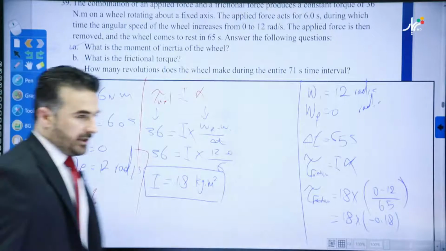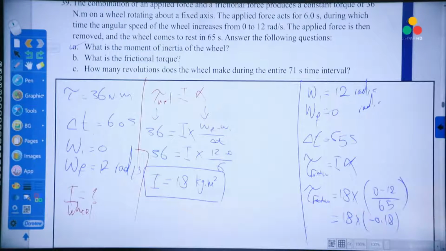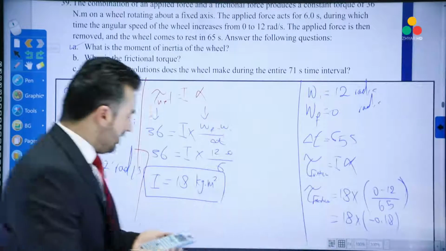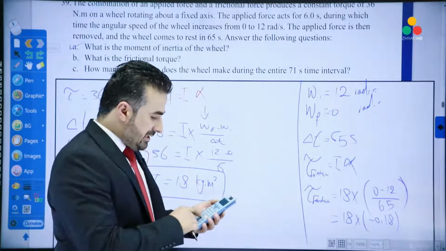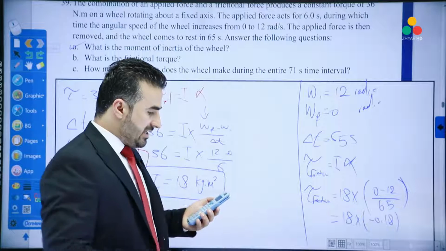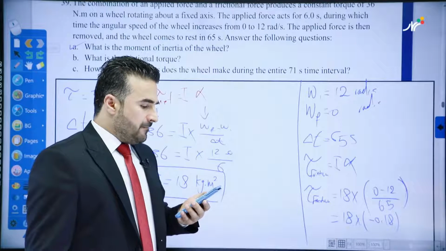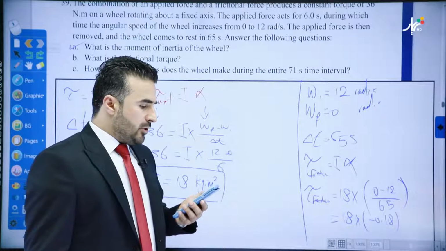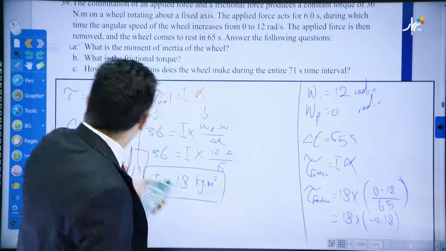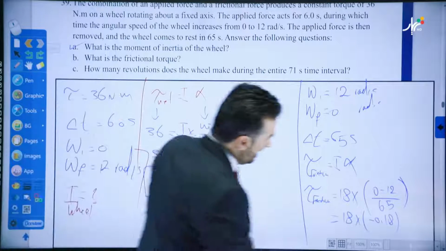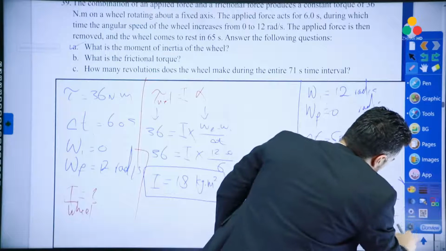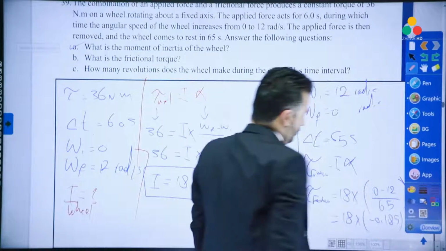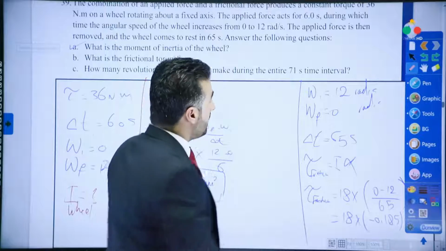I can use a calculator. All right, so let's double check with the number. Negative 12 divided by 65. And of course, the answer is, yes, 0.185. Can I round it to 0.19? Yes, that is also possible.